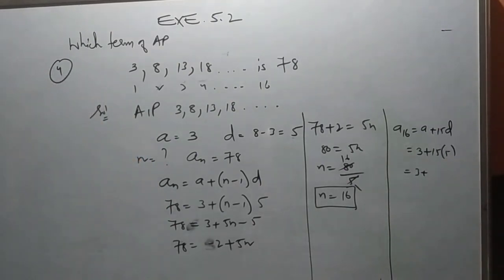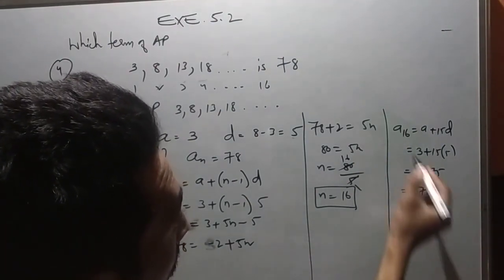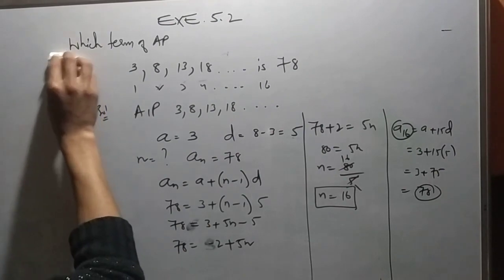That is 3 plus 75, which is 78. So the 16th term is 78, and the cross check confirms our answer n equals 16.